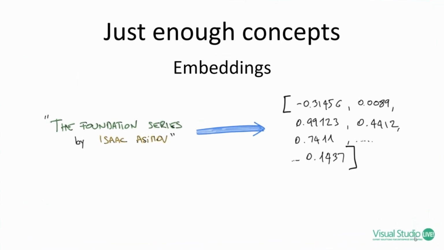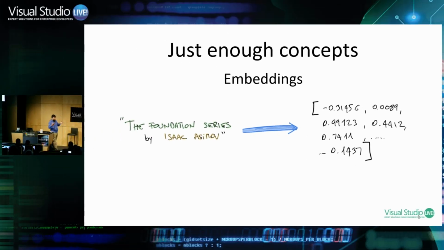So the first thing you have to understand here is the concept of embeddings. Embeddings are nothing more than a fancy word for vectors. Vectors are a sequence of numbers that usually represents a point in space. In this specific case, the vector, which is some random numbers I came up with, that you see on the right represents the concept I wrote on the left. So I say here that the Foundation series by Isaac Asimov, one of my favorite series and authors, is represented by that vector.